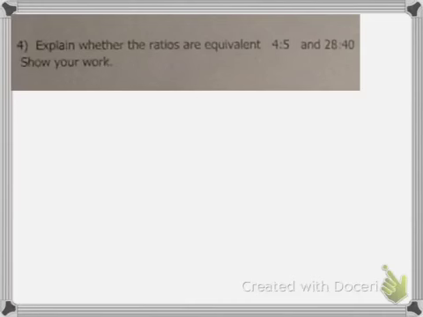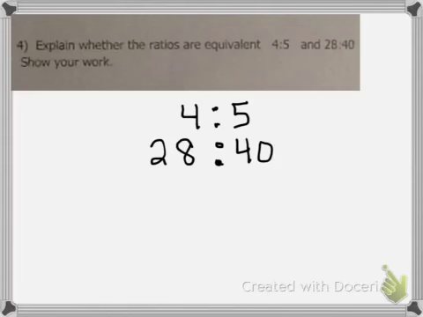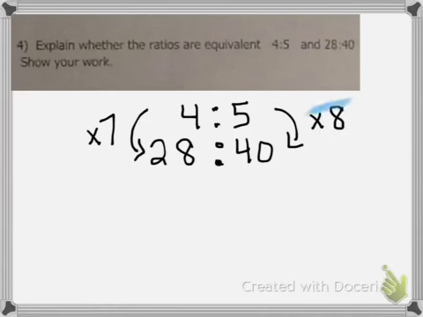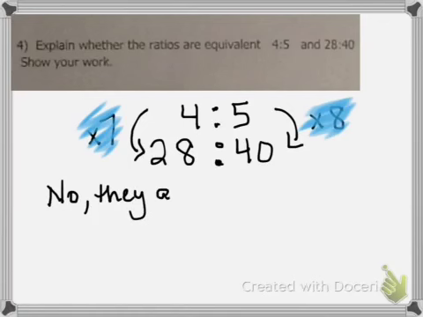Number 4, explain whether the ratios are equivalent. I'm going to write them one on top of the other in the same order that they are in the question, so 4 to 5 and then 28 to 40 underneath. And I want to look at what am I multiplying the 4 by to get to 28? I'm multiplying by 7. On this side, I'm multiplying the 5 by 8 to get to 40. So if I highlight my 2 numbers, I can see that they are different. Those are called the factors that we're multiplying by. So that means this is not equivalent. No, they are not equivalent.